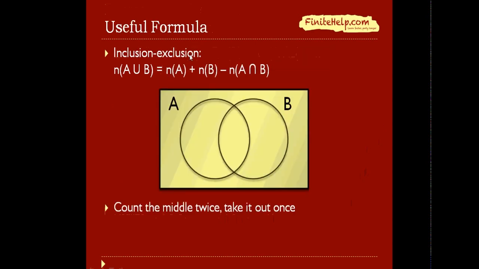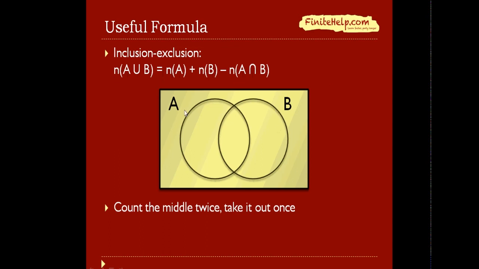Here's a useful formula to use. It's called inclusion-exclusion, but you don't really need to know the name. Just know how to use it. So this says the number of elements in the set A union B is the number of elements in A plus the number of elements in B minus the number of elements in A intersect B. Now you can straight up memorize this formula, but it's better to know why it works.